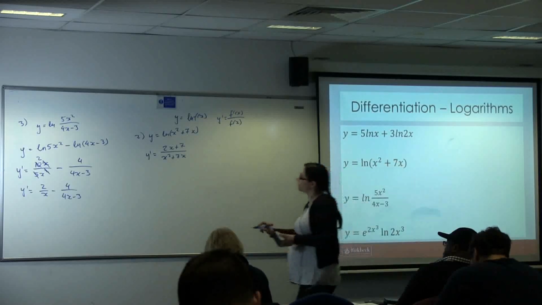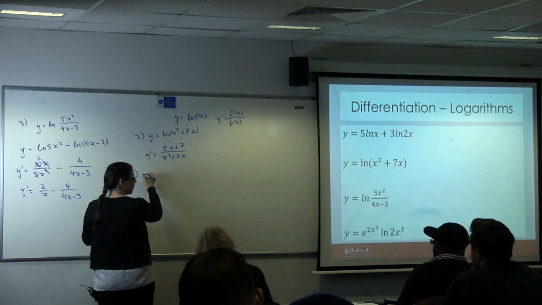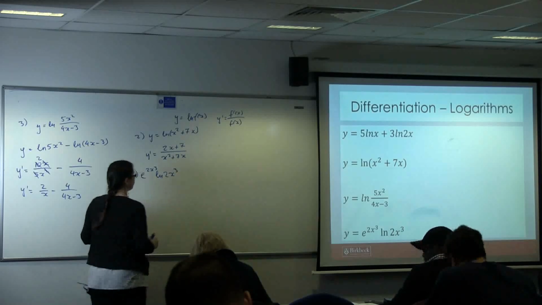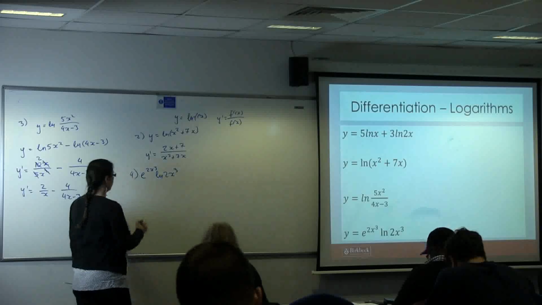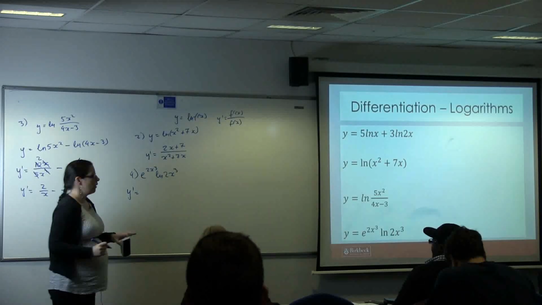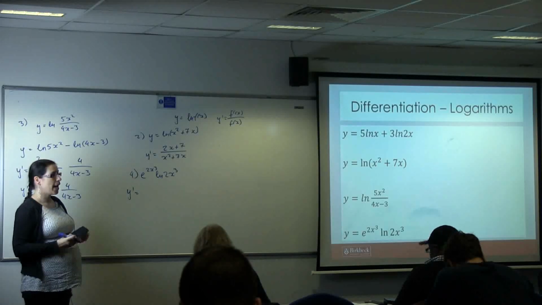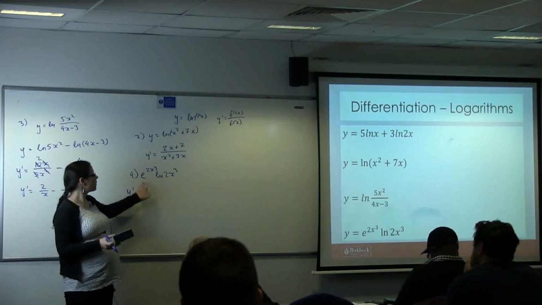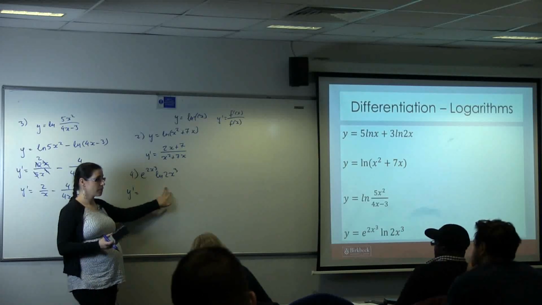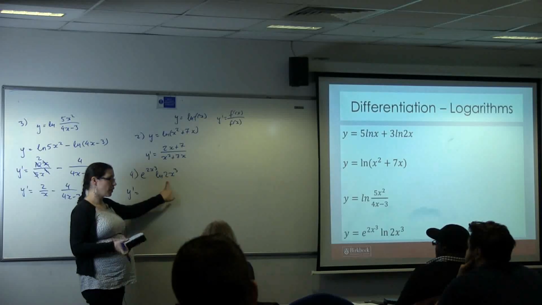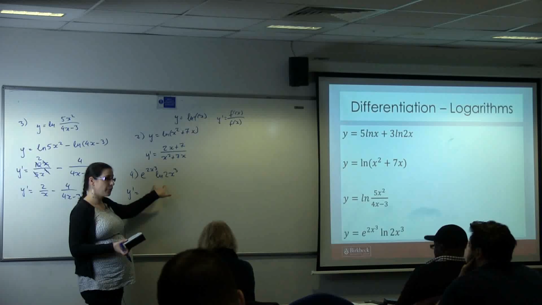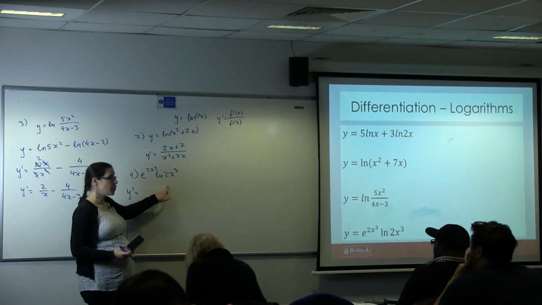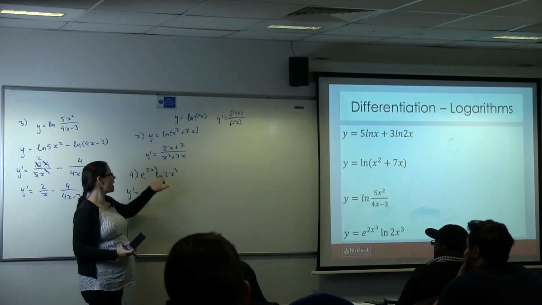Last question. What rules do I have to use in here? So what function is this? Exponential. It's an exponential and a logarithmic. And what do I do with them? Product. Multiply them, so they are a product. I have to use the product rule. Unfortunately, each term is also a composite. So I have to use the special case for chain rule for the exponents and the logarithm.